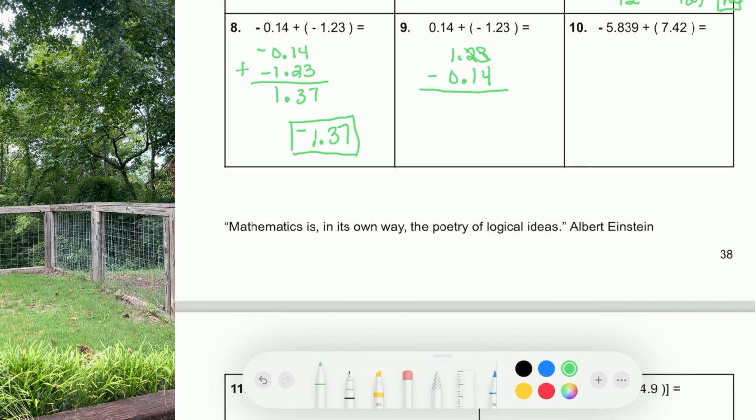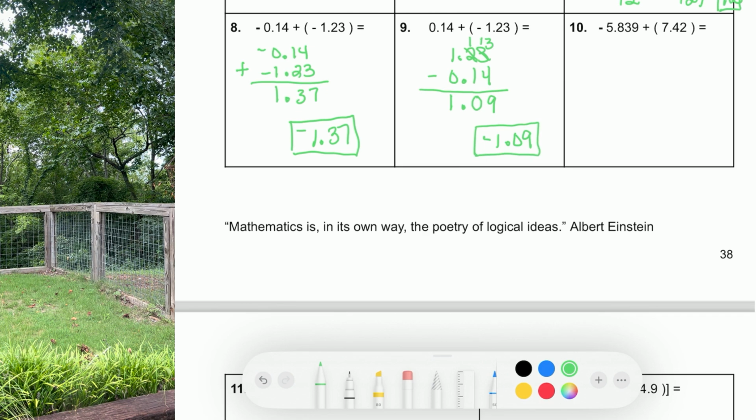So I can't subtract 4 from 3, so I need to borrow from the 2. The 2 becomes a 1, and the 3 becomes a 13. 13 minus 4 is 9. 1 minus 1 is 0. Bring down our decimal, and then 1 minus 0 is 1. So our number is 1.09. But now we need to decide if it is a positive or a negative answer. Looking back, 1.23 is a greater number than 0.14. So therefore, our answer is going to be negative.